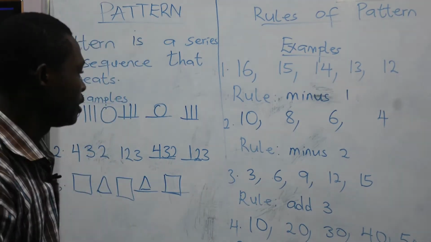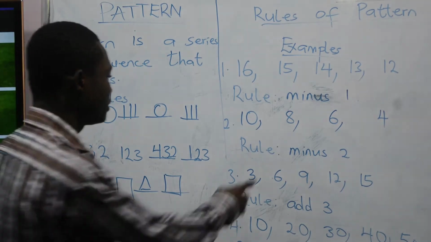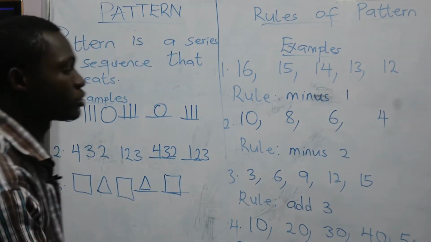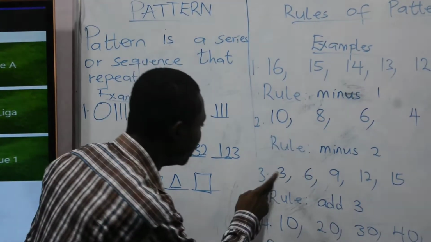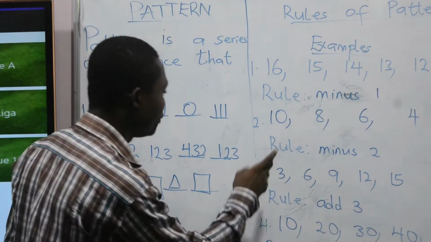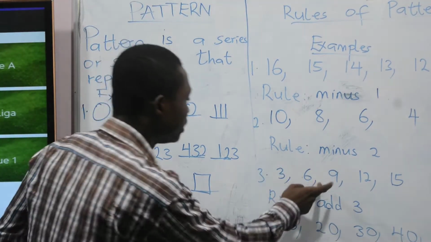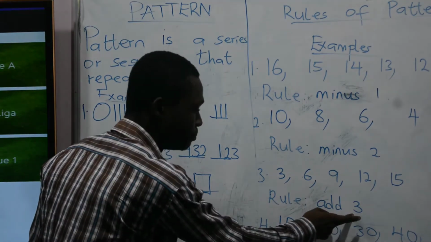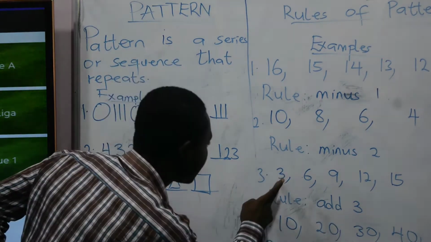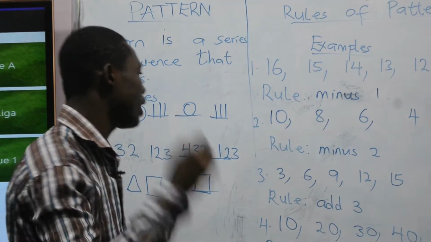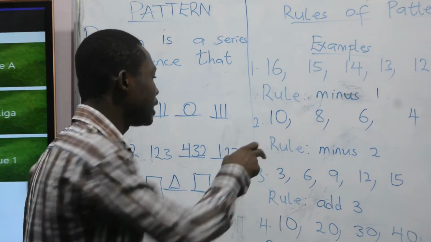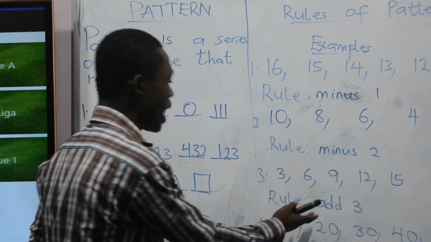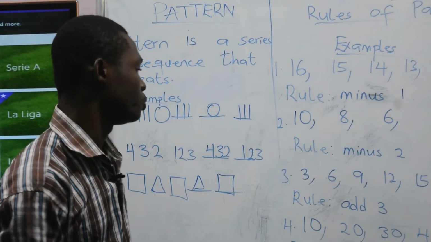Example 3. We have here 3, 6, 9, 12, 15. Just like multiples of 3. But when you look at this, we need to check the difference. So that is the first. So we have 3, 6. When you take 6 from 9, what are you going to get? I'm going to get 3. So the 3 will be here. Now, the next here is 3. So what number did we add to the 3 to get the 6? It is the 3. So it means add. Then you bring your add 3. So you've gotten the rule.